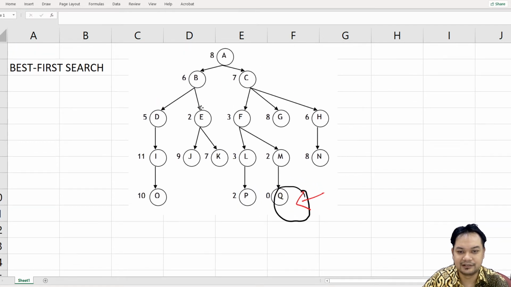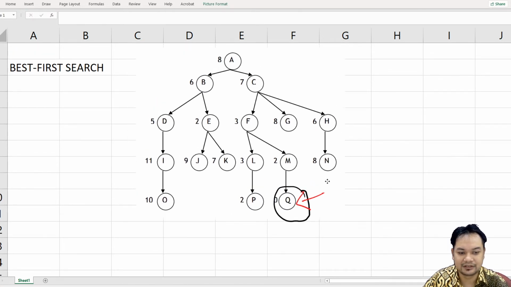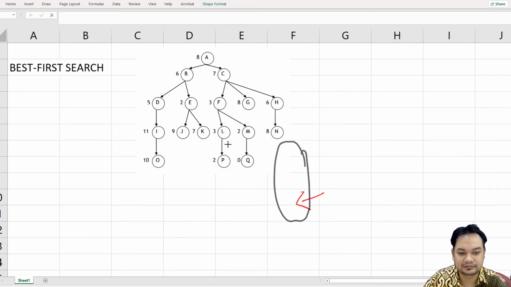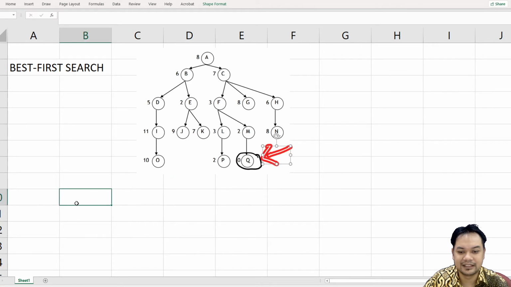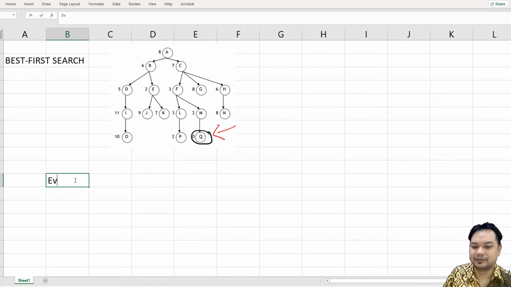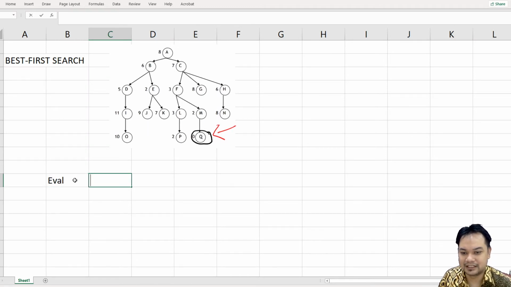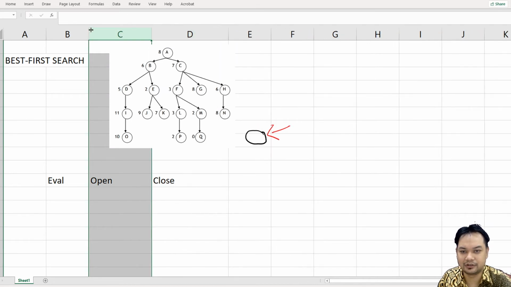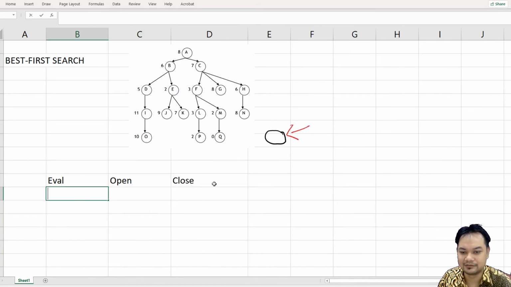Right, let's do best first search. Like always, we will have three columns: Eval, open, close. You can compare this with your notes on hand when you watch this video.